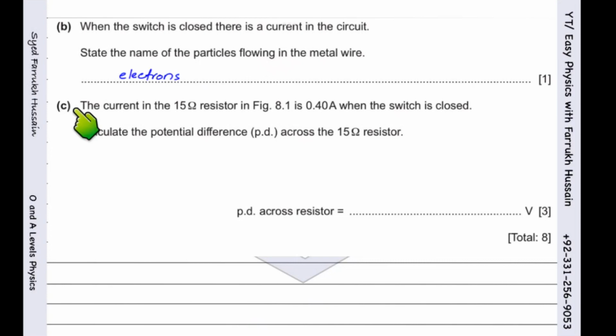Read the next question, part C. The current in the 15 ohms resistor in figure 8.1 is 0.40 amps when the switch is closed. Calculate the potential difference across the 15 ohms resistor. So it's V equals IR. So you do 15 times 0.4, which is 6. Very good, 6.0 volts.